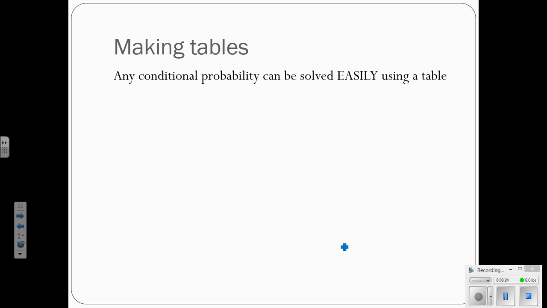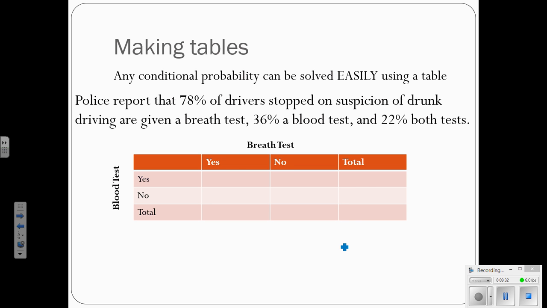Conditional probabilities, however, I think can become a lot easier if we just set up a table to do those. To set up this table, you're going to do breath test, blood test, a yes, no column for both, and then total, and a yes, no row for blood test and total. So this 22% took both tests. That's going to come into play in just a minute. First off, the bottom right-hand corner is going to be 100%, because all probabilities will add up to 100. This 36, so 36% of people had a blood test. This 78, because 78% of people had a breath test. There's where the 22, yes and yes, they had to get both.